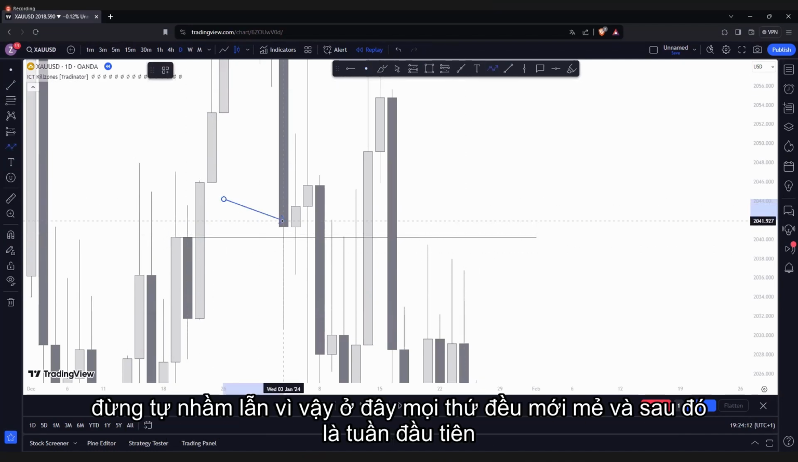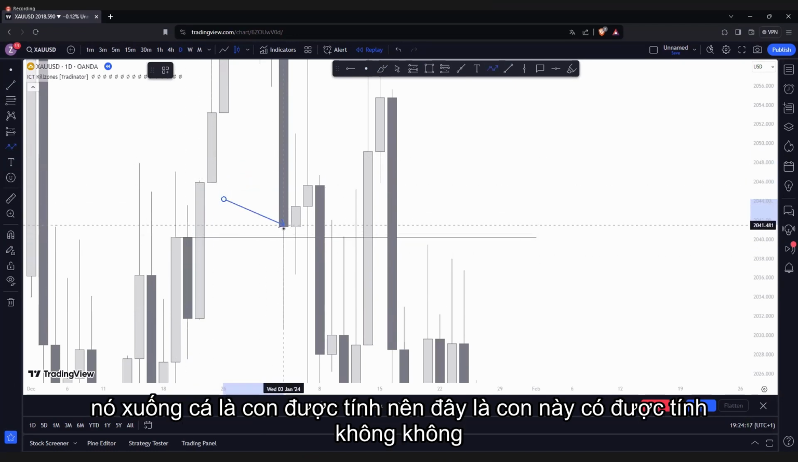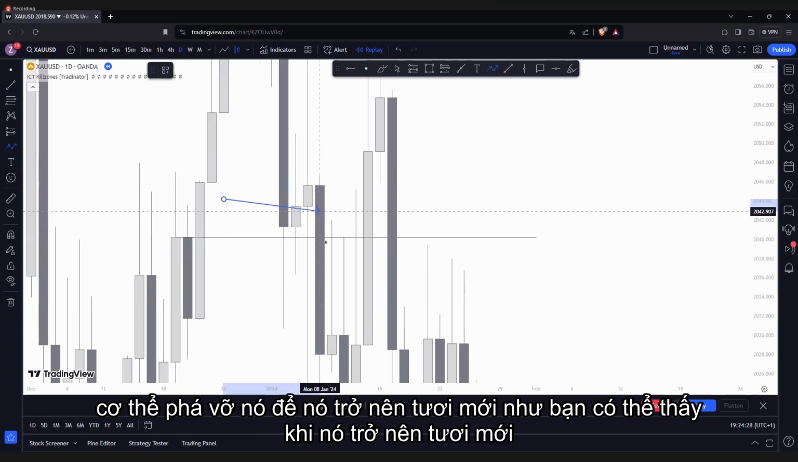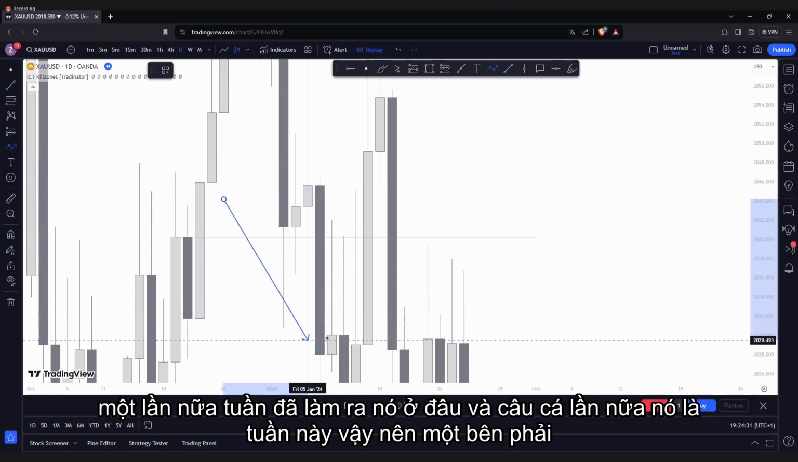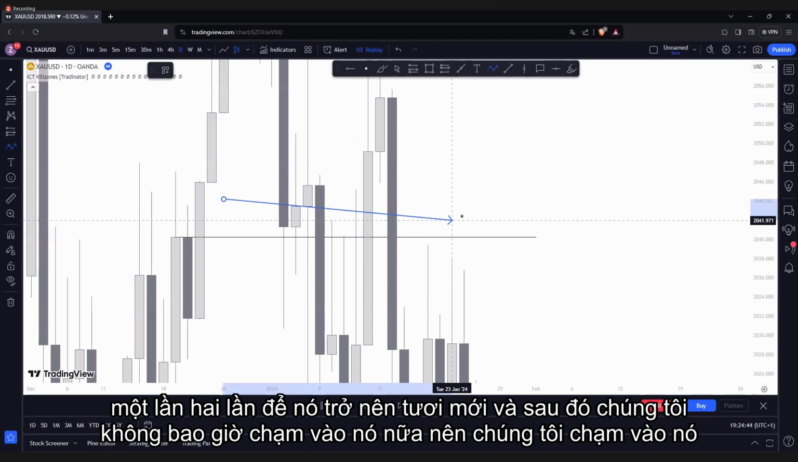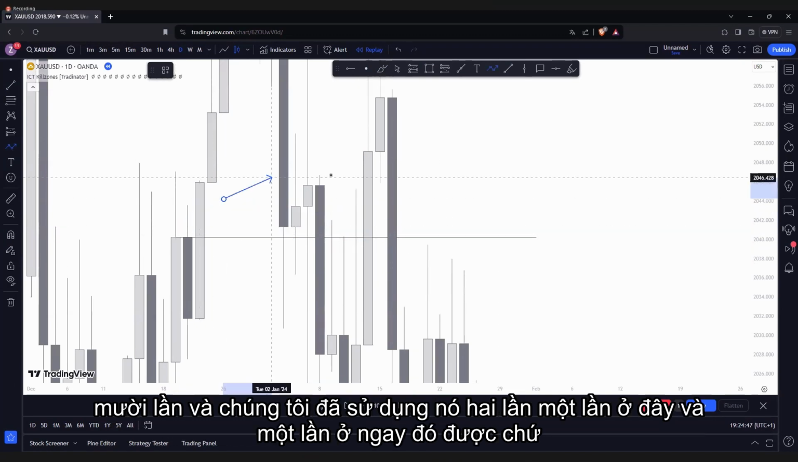Take your time, don't confuse yourself. So here it was fresh. And then the first wick that made it unfresh is the one that counts. So this is 1. Does this count? No, it doesn't, because the level is not fresh anymore. So 0, then 0. And then the body breaks it, so it becomes fresh again. Once it becomes fresh again, where's the wick that made it unfresh again? It's this one. So 2. 1 right here, 2 right here. Does this one count? No. Does this one count? No. Broke it once, twice, so it became fresh, and then we never touched it again. So we touched it 10 times, and we used it 2 times. 1 right here, and then 1 right there.